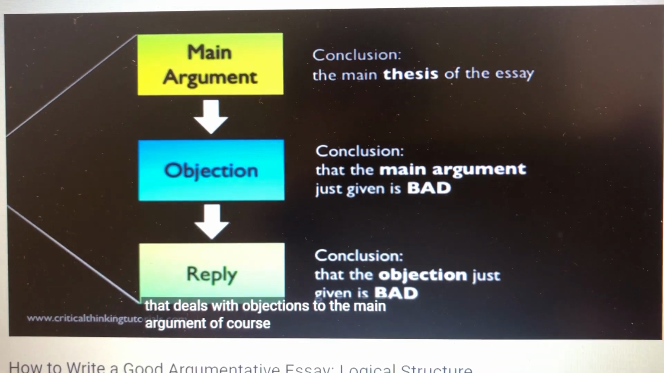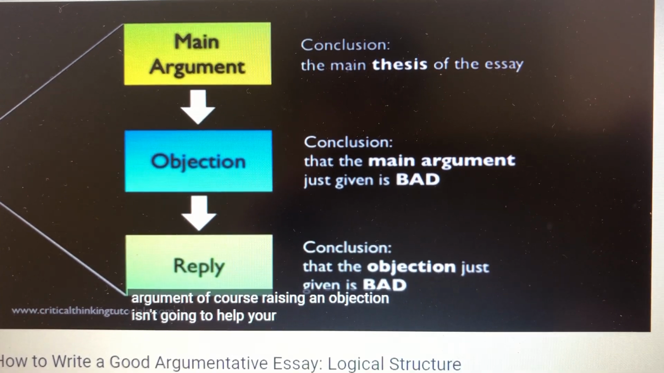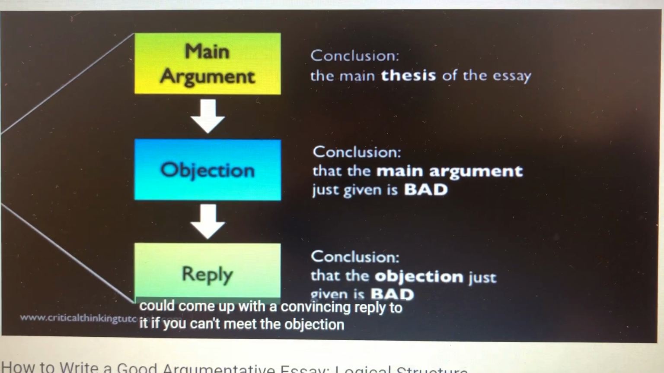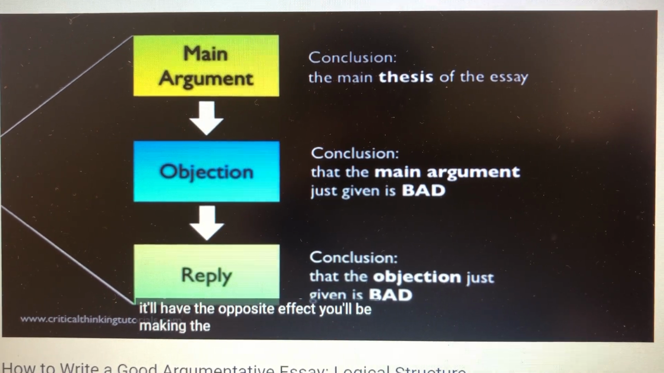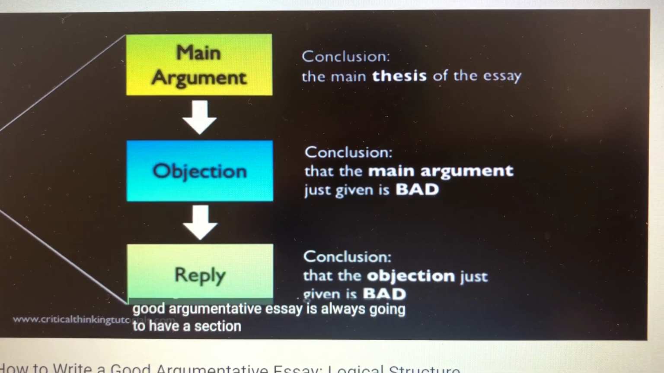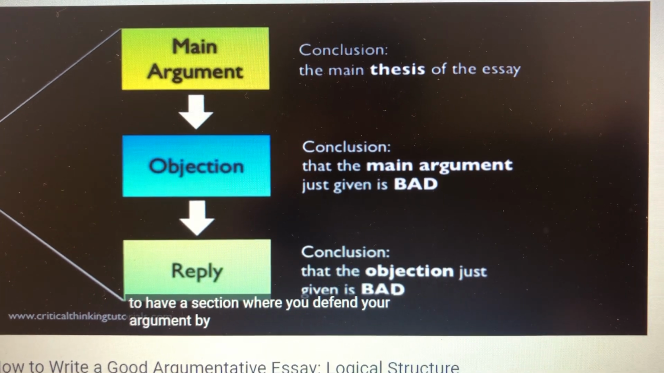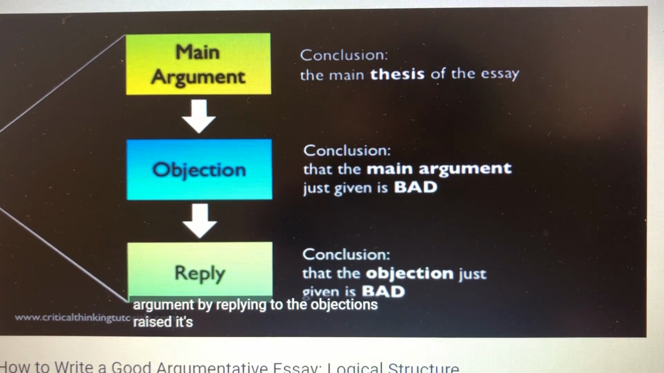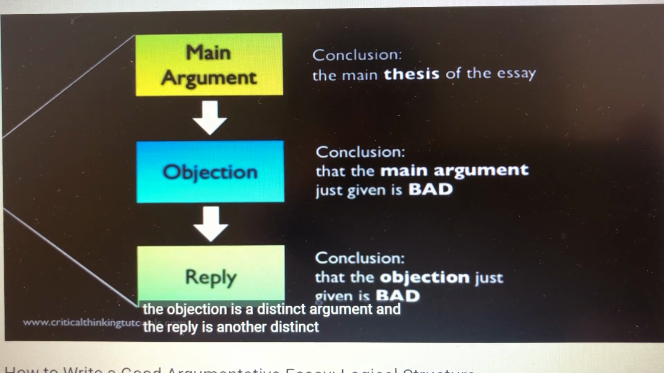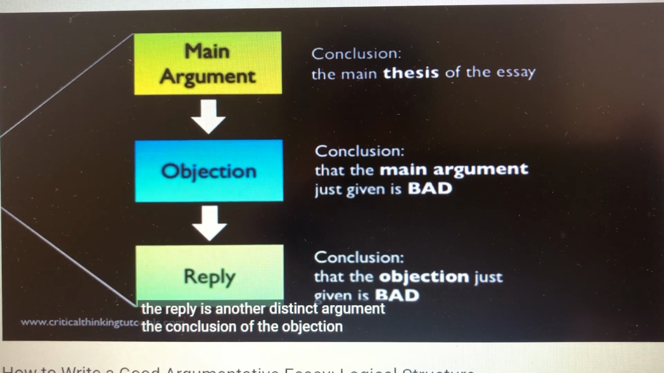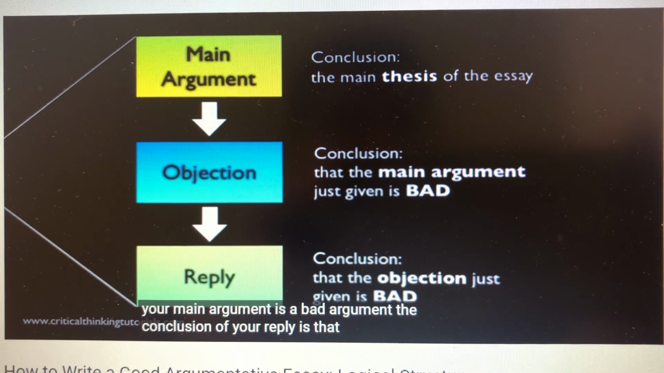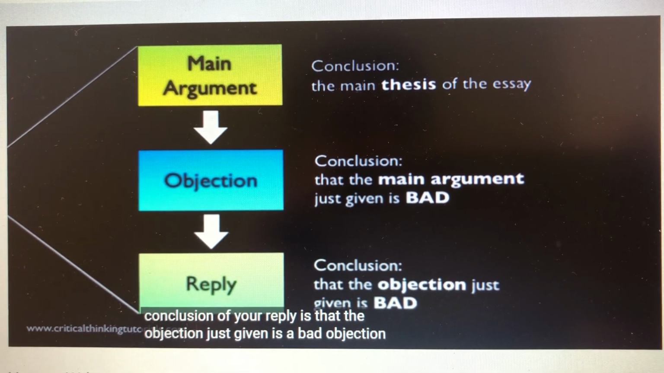Of course, raising an objection isn't going to help your case unless you can come up with a convincing reply to it. If you can't meet the objection, then it'll have the opposite effect. You'll be making the case for the opposition. So a good argumentative essay is always going to have a section where you defend your argument by replying to the objections raised. It's important to remember that the objection is a distinct argument, and the reply is another distinct argument. The conclusion of the objection is that your main argument is a bad argument. The conclusion of your reply is that the objection just given is a bad objection.